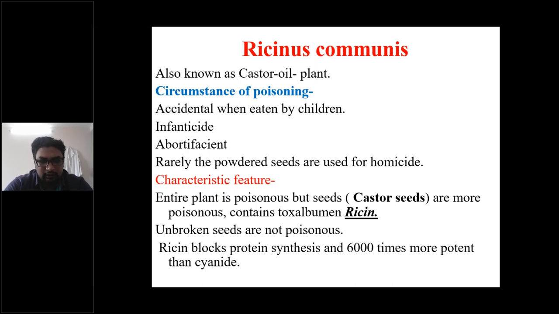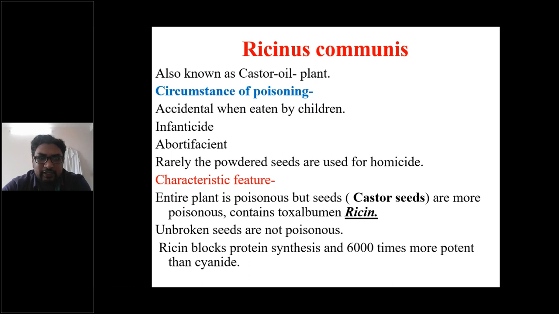What are the characteristic features? The entire plant is poisonous, but the seeds, which are castor seeds, are much more poisonous because they contain a toxalbumin, ricin. Unbroken seeds are not poisonous. Even in Abrus precatorius, only the crushed seed is poisonous.